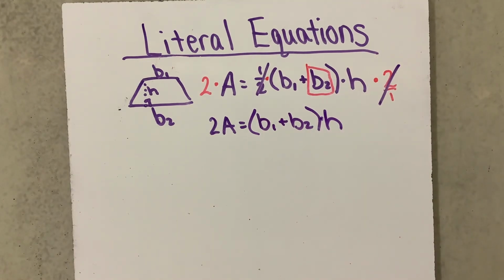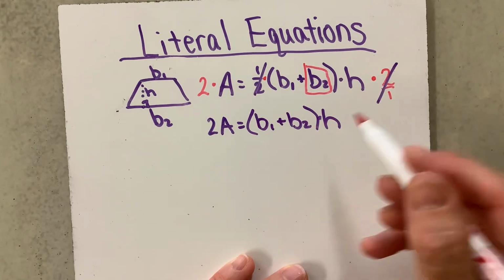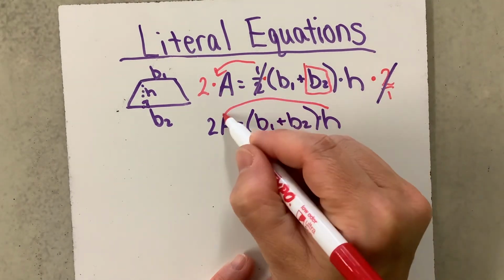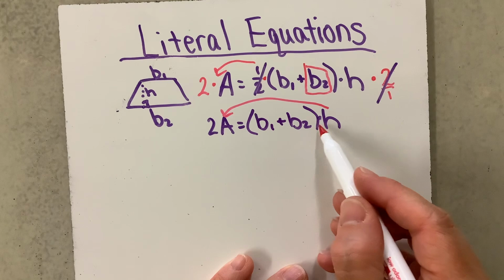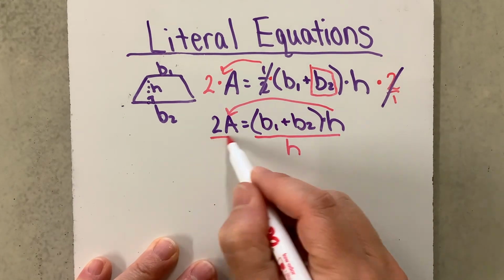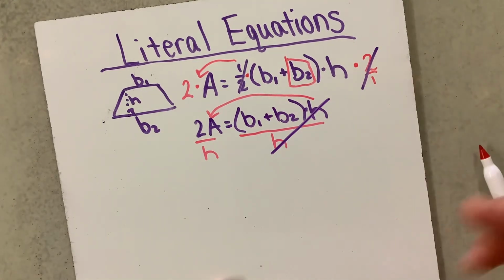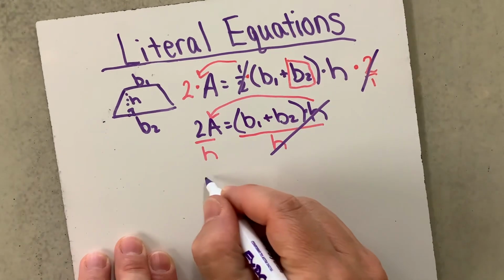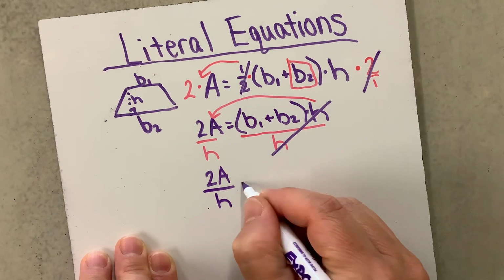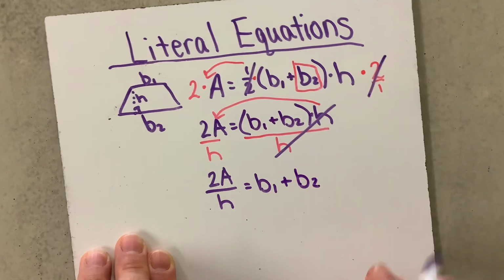Okay? So this time, let's get the height out of here, okay? To do that, it is being multiplied. So the opposite of multiplication is to divide both sides, okay? When we do that, the h's go away. You're left with 2 times the area over the height equals base 1 plus base 2.